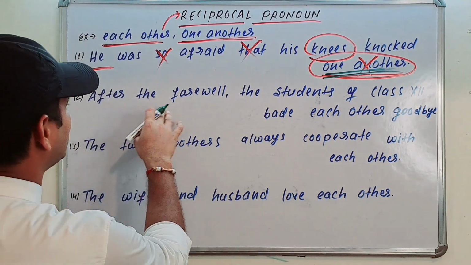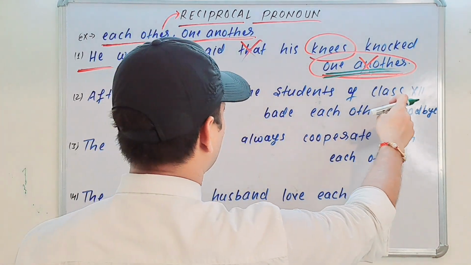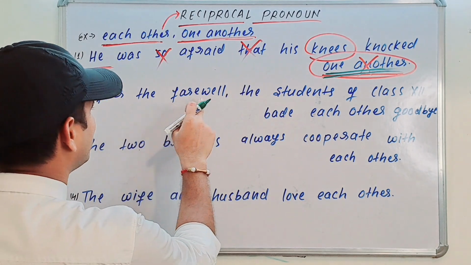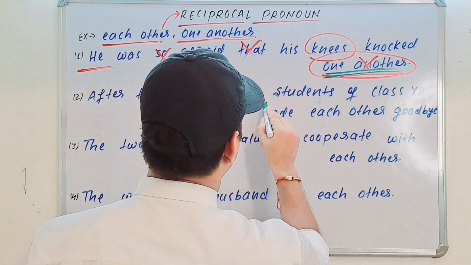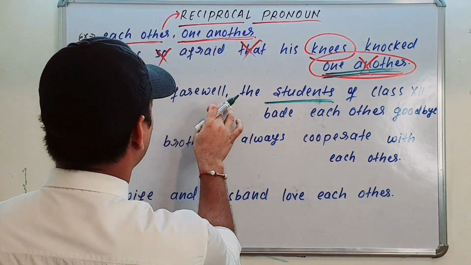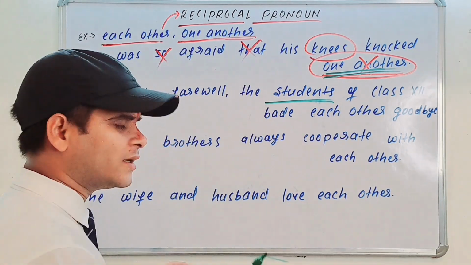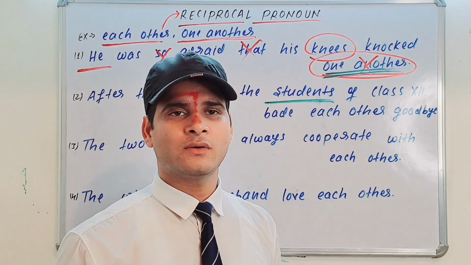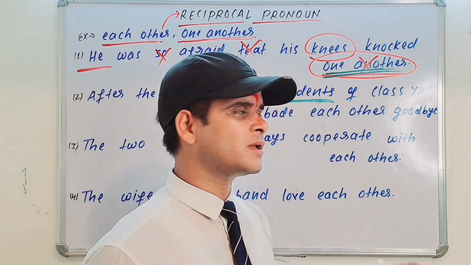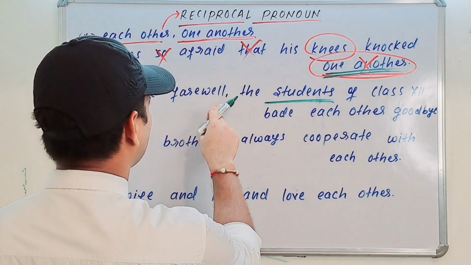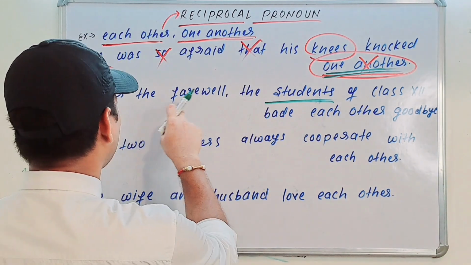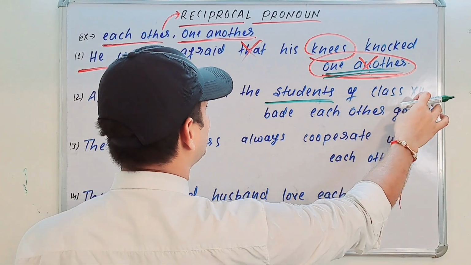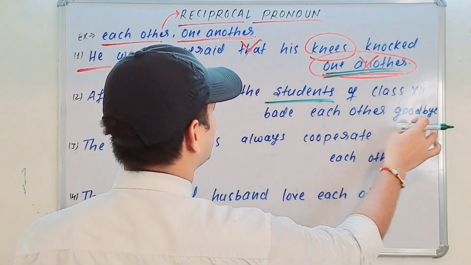Second example: after the farewell, the students of class 12th bade each other goodbye. See, after the farewell, the students. Now it is clear in the second example that there are many students, after the farewell party, the farewell ceremony. The students of class 12 bade each other goodbye.